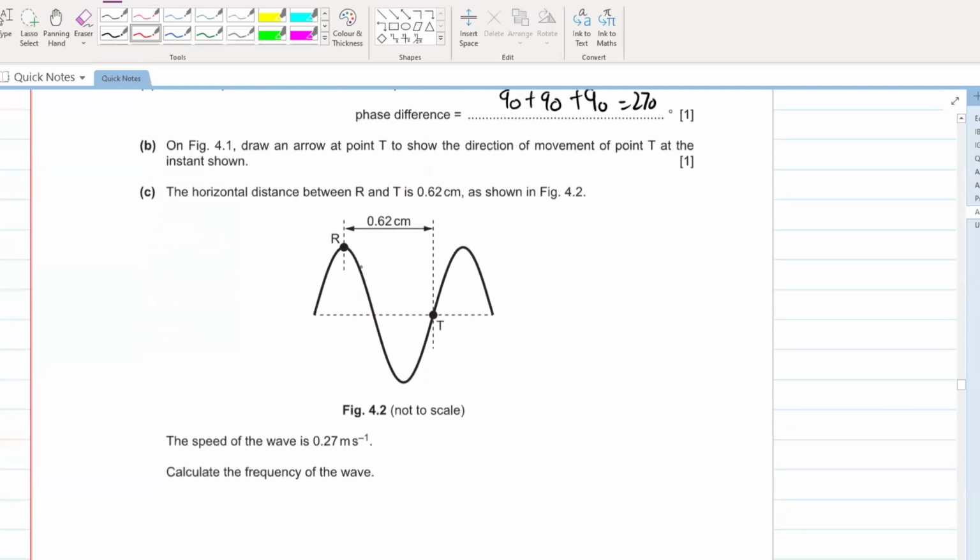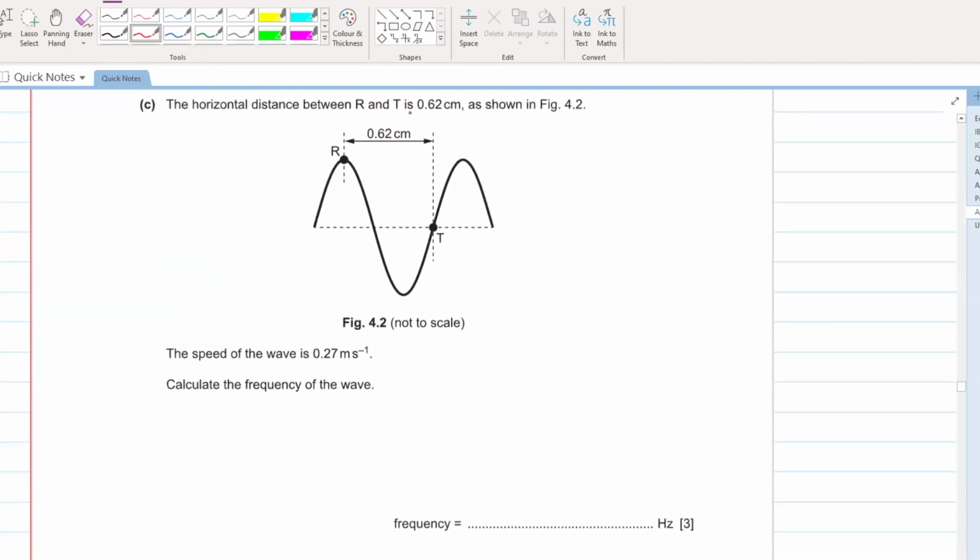Simple. The horizontal distance between R and T is 0.62 centimeters. Perfect. The wave has a speed of this. Perfect. Calculate the frequency of the wave. Again, फिर से वही logic apply करो.